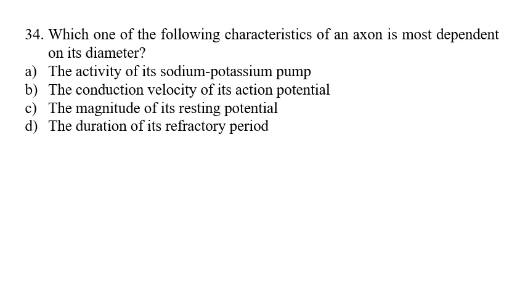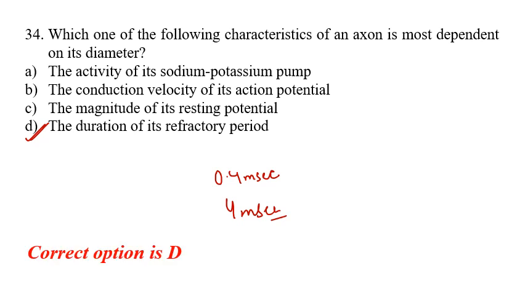Next, which one of the following characteristics of an axon is most dependent on its diameter? So the duration of the refractory period is dependent on the diameter of an axon. Okay? So the large diameter axons have a larger surface area and will have a brief absolute refractory period which is about 0.4 millisecond, while the smaller diameter axons have absolute refractory period as long as 4 millisecond. Okay? So the correct option would be option D, that is the duration of its refractory period.